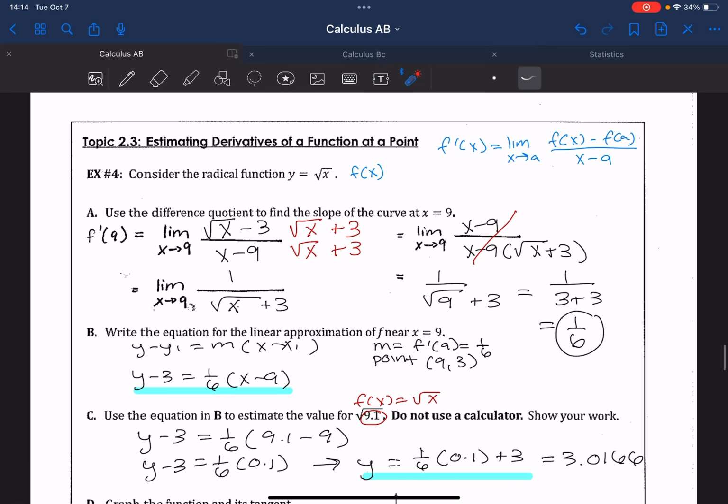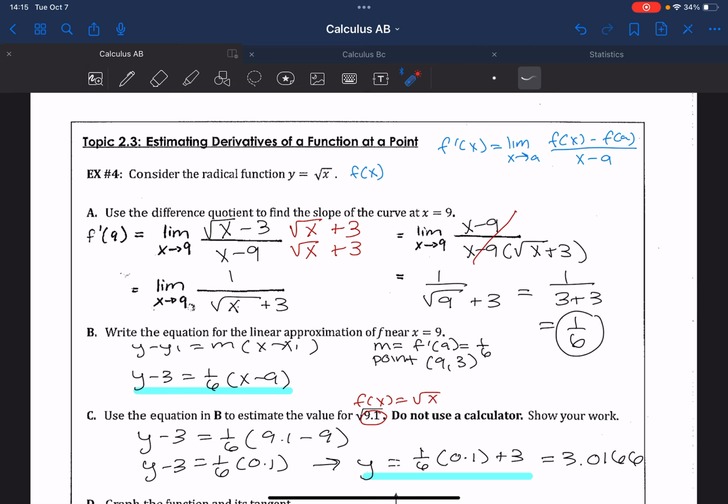Okay, estimating derivatives of the function at a point. Here we are given the function square root of x, and it wants us to use this alternative definition, the limit as x approaches a of f of x minus f of a over x minus a, to find the slope at x equals 9.